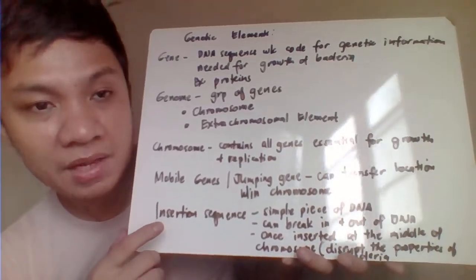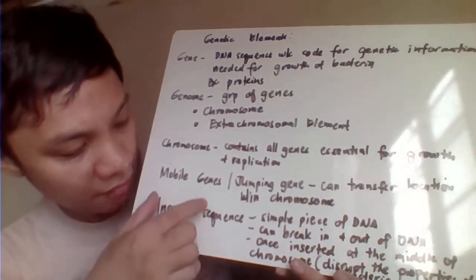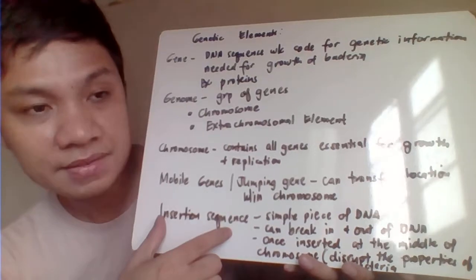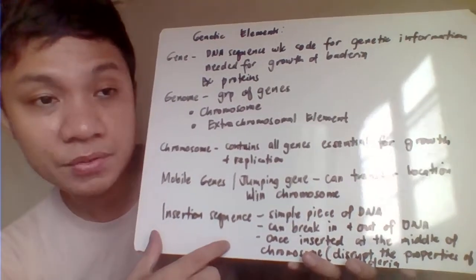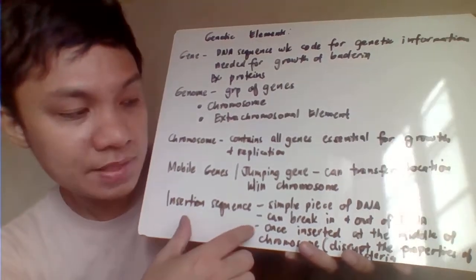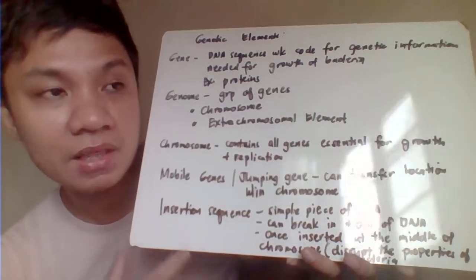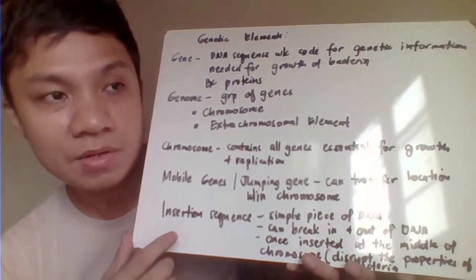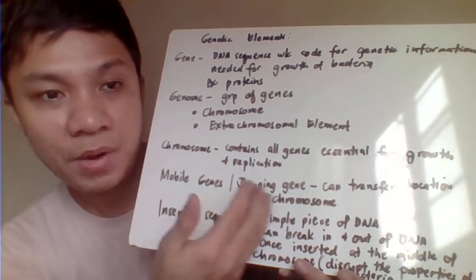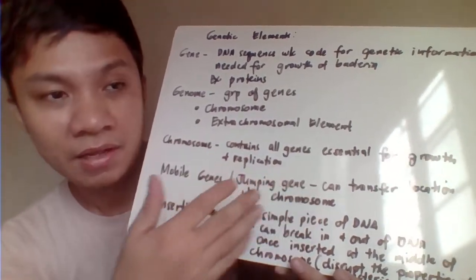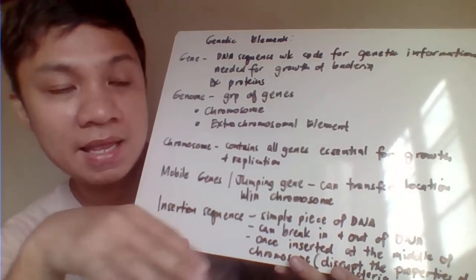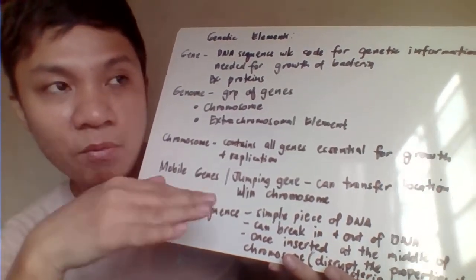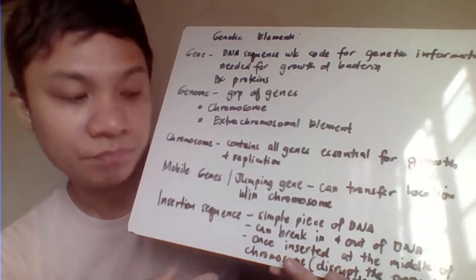Example of this mobile gene or jumping gene is your IS, insertion sequence. Insertion sequence is considered the simplest piece of DNA which could break in and out of your DNA. So makatransfer siya from one DNA to another, and therefore from one area in your chromosome to another.